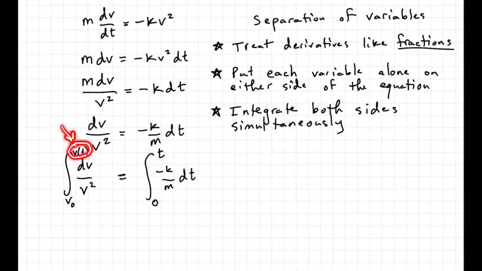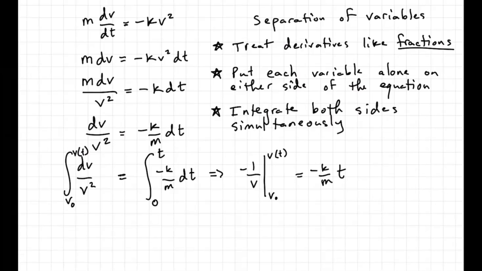And ultimately, this is the thing we want to find. That's what we're looking for in this. So we're going to integrate the left side, integrate the right side, set those results equal to each other, and solve for v of t. That's where we're going. So let's do this. If I integrate the left side, I get minus 1 over v, evaluated from v naught to v of t. Okay, and if I integrate the right side, I get minus k over m t. The lower bound is 0, so I don't have to worry about it in this case.